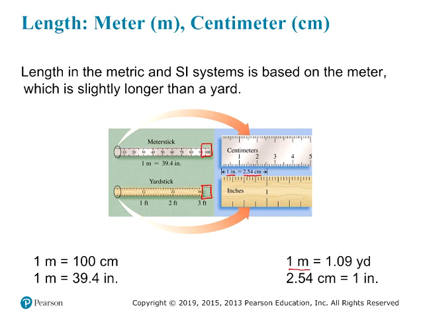So 1 meter is equal to 1.09 yards. And then we also saw that 2.54 centimeters is equal to 1 inch. And then there are 100 centimeters for every meter. So the centimeter is a little bit smaller than the meter, or quite a bit smaller.